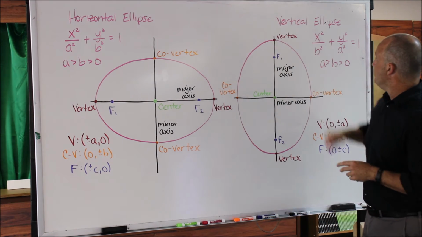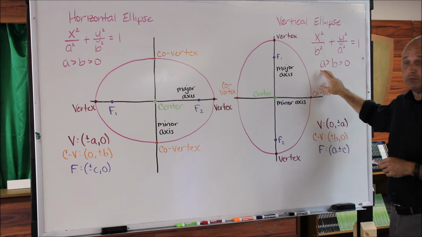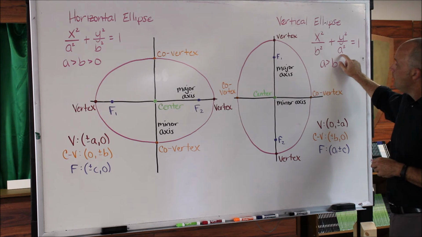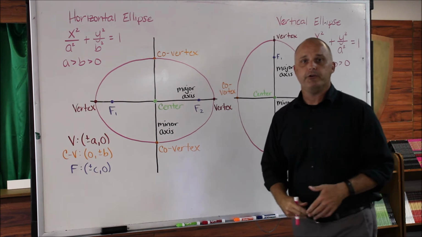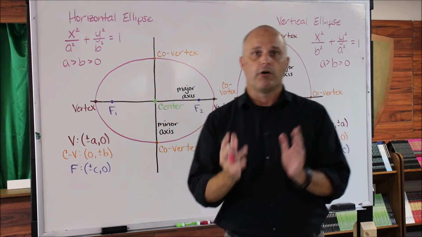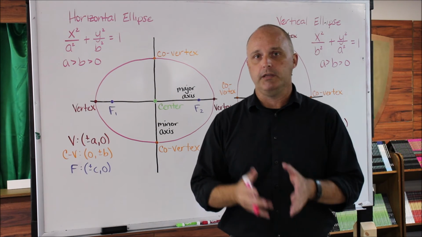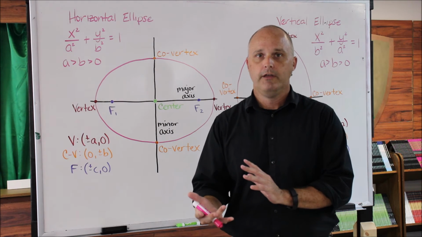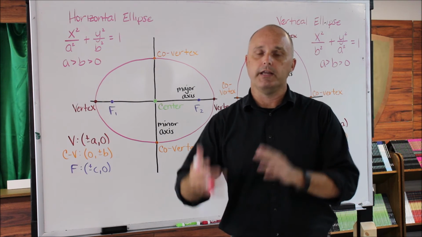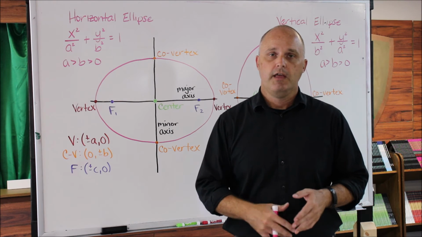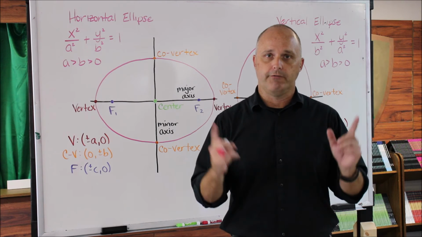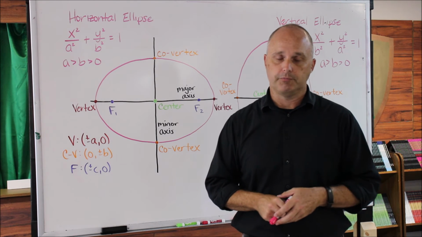Over here on the vertical ellipse, we still have the same rule in place. a is greater than b is greater than 0, but this time the a value is over here underneath y squared. So whenever you have a vertical ellipse, your larger a value is always going to be the second denominator, or the larger value would be in the second denominator if it's going to be a vertical ellipse. And so that's an easy way of trying to keep them straight as to whether you're going to have a horizontal or a vertical ellipse.